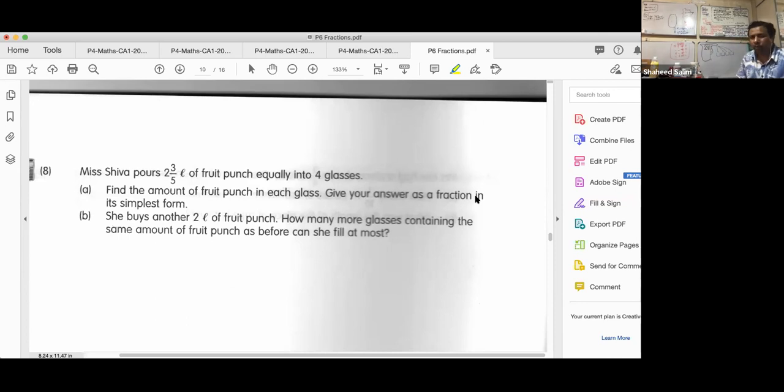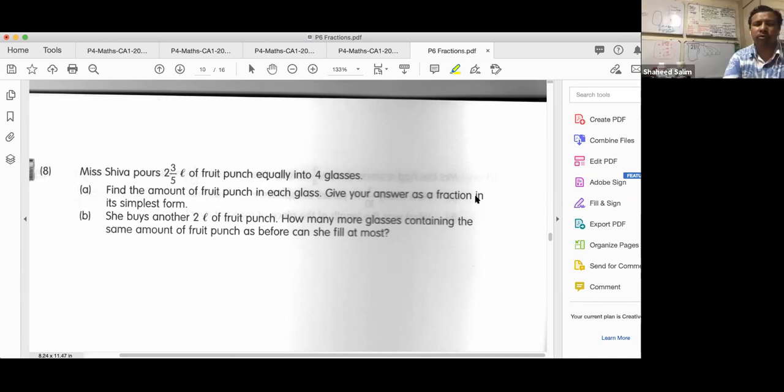Okay, on the background, you can see what I am drawing, showing you. Zahin, you got the answer for question A? I don't think it is correct. What's your answer? 3 whole 1 over 4. 3 whole 1/4. Cannot be, right? Because the total amount of fruit punch is only 2 liters plus.